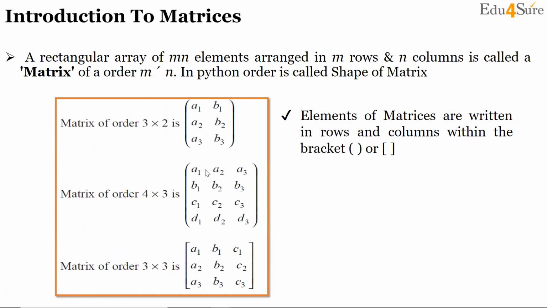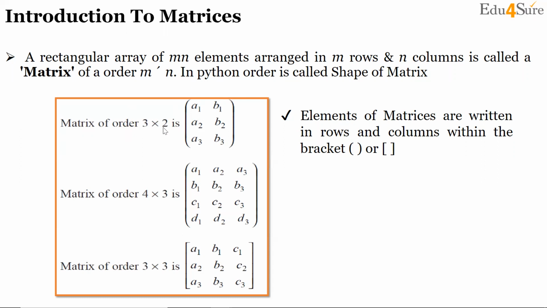So as you can see here, matrices actually means a rectangular array of m cross n rows and columns. What do you mean by this? It looks like this, as you can see on my screen. It's a rectangular array of mn elements. Mn elements means when you multiply m into n, m number of rows and n number of columns, you will get the number of elements.